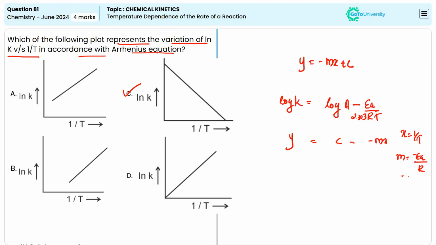Okay, so this is the equation. So the correct answer is C.